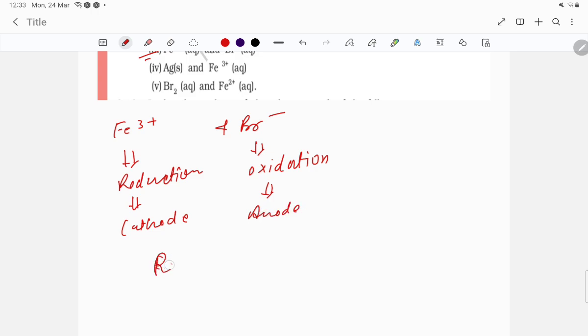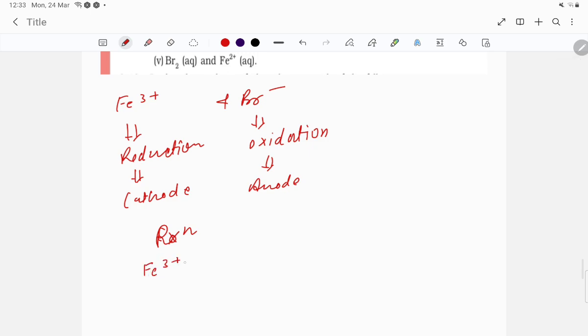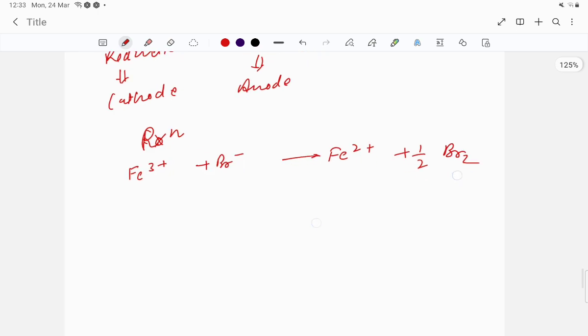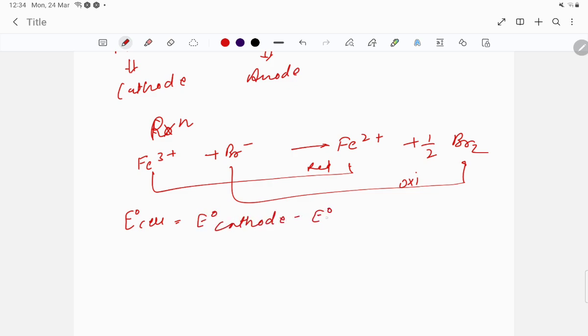So the possible reaction, if you are writing, Fe3+ and Br- is going to be Fe2+ plus 1/2 Br2. This is there, student. Possible reaction is this only, right? So E naught, you see this is reducing and this is oxidizing. So E naught cell, student, is E naught cathode minus E naught anode.